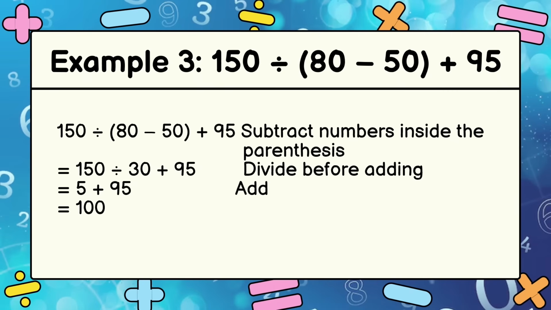Alright, so we have here our example 3. So 150 divided by, open and close parenthesis, 80 minus 50 plus 95. So what we're going to do is to subtract the numbers inside the parenthesis. So it will become 150 divided by, the answer for 80 minus 50 is 30, plus 95. Then divide before adding. So 150 divided by 30 is 5 plus 95. Okay, we're going to add, and then the answer is 100.